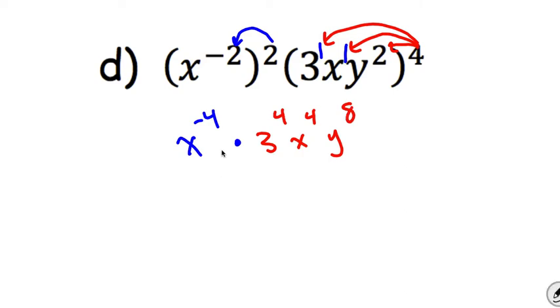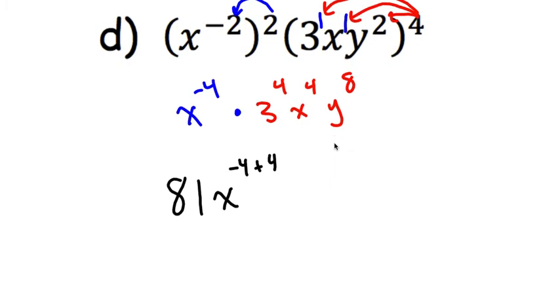All right, remember we always want the numbers out front. So in your calculator, 3 to the 4th, we've already done that one earlier. 3 to the 4th gives us 81. For x, add your exponents. We have a negative 4 plus 4. So here we do end up getting a 0. I didn't think we had one on this one, but we do. So x to the 0, and then y to the 8th.